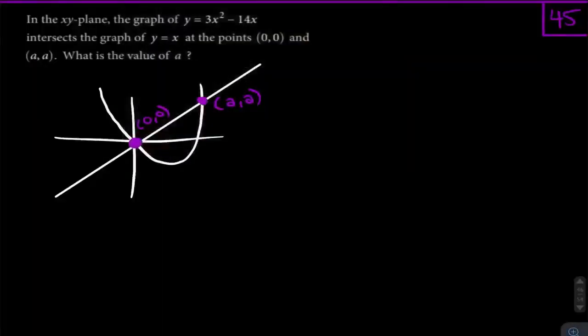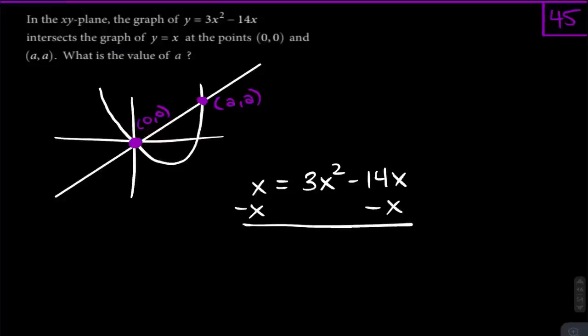Okay? So again, a lot of the problems in this video, I've just been explaining them in their entirety, not really just explaining them for speed. So to find intersection points, we are going to set these things equal to each other. Okay? And we can then say x equals 3x squared minus 14x. We can subtract x on both sides and get that 0 is equal to 3x squared minus 15x.